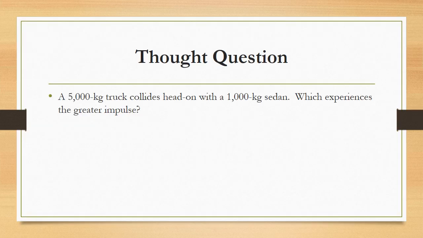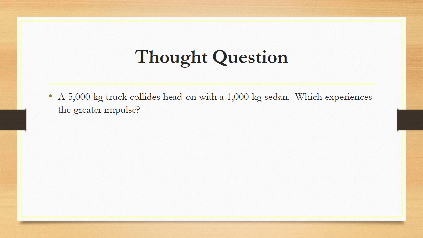Before we get into the math and the formulas and all that, I want to ask you what you think might happen in this situation. Suppose a 5,000 kilogram truck is going to collide head-on with a 1,000 kilogram sedan. Which one do you think will experience the greater impulse? For the sake of safety, we will assume that there are no people and only crash test dummies inside of these vehicles.